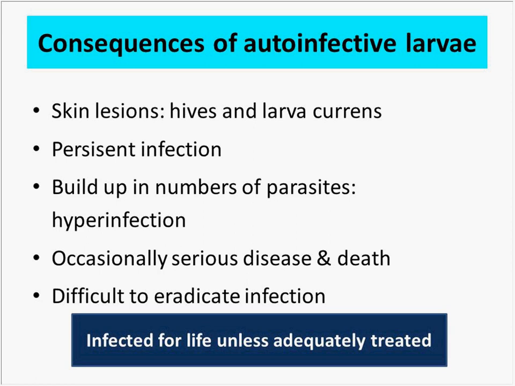Let's go back to those autoinfective larvae. If you just look at this persistent infection, worms have a limited lifespan, and Strongyloides probably lives about 5 years. But due to autoinfective larvae, by the time the mother is due to die, she's probably got a host of daughters that have joined her. And that's why the saying is you're infected for life unless you're adequately treated.